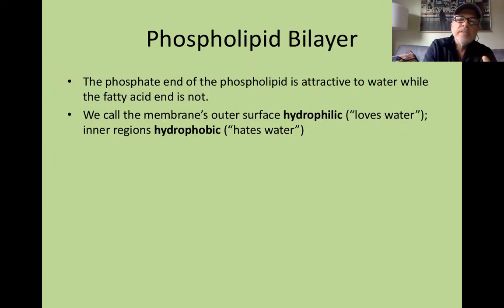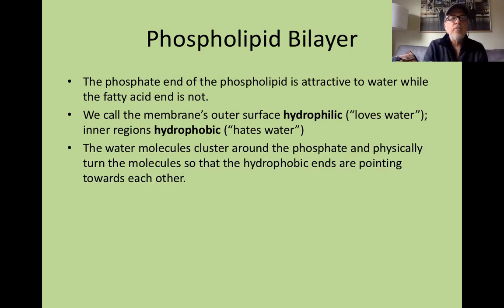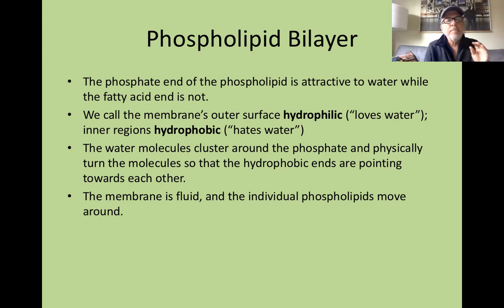The outer surface is therefore called hydrophilic. In other words, it loves water, while the inner surface is hydrophobic, or hates water. And the water molecules therefore cluster around the phosphate end and physically turn the molecules so that the hydrophobic ends are pointing towards each other, and the water is what creates this phospholipid bilayer, which is the basic structure of the cell membrane. Now, the membrane is fluid, and the individual phospholipids move around the membrane.